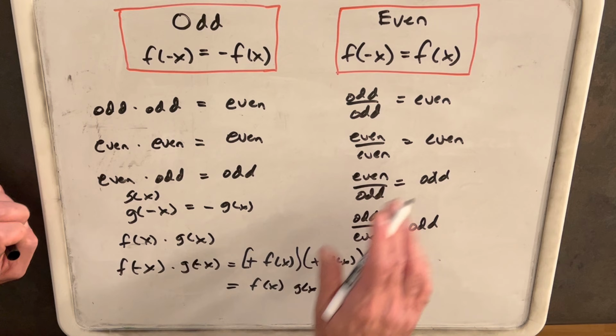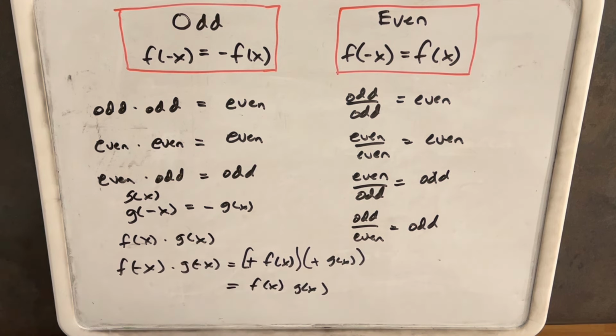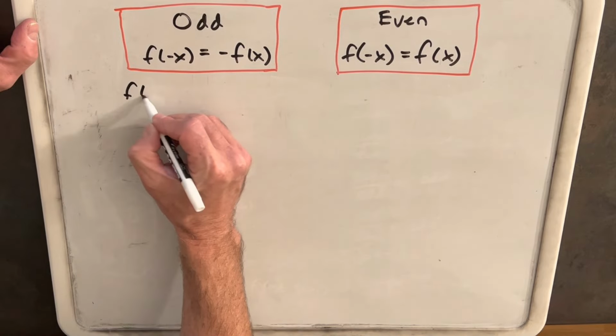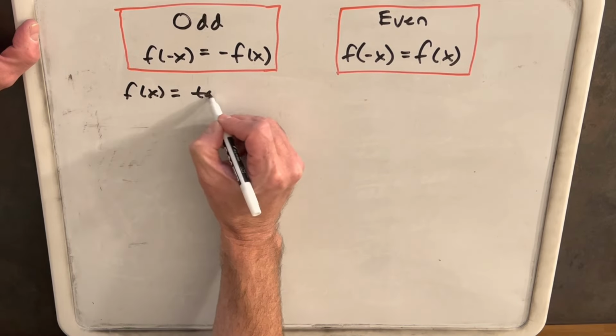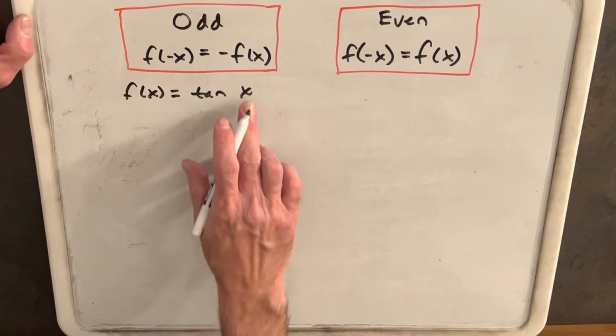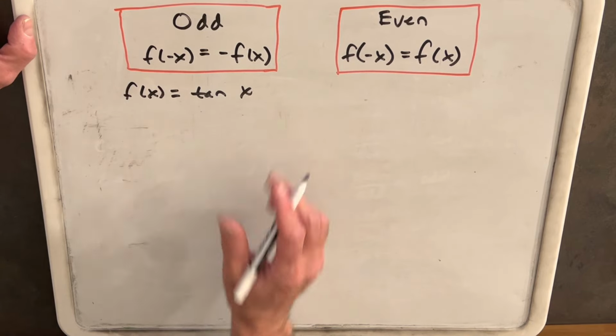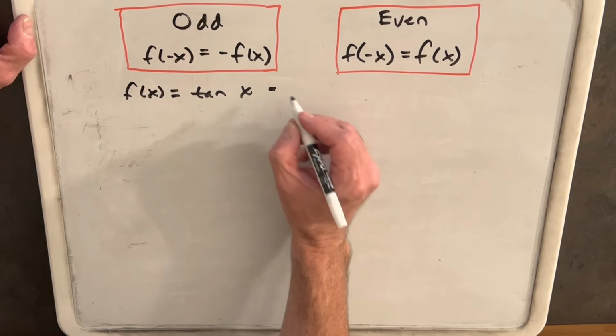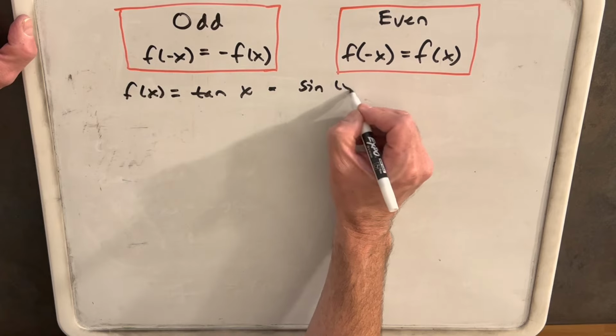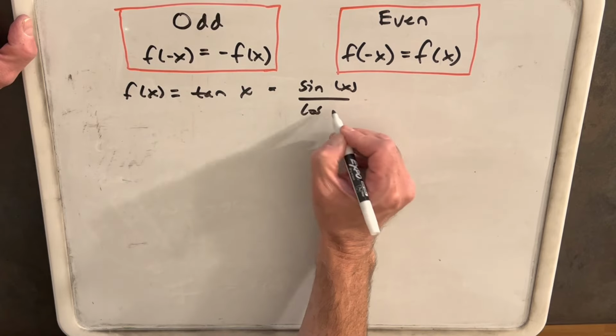So similarly, I don't want to go through every one of these examples, but you can do that the same way, and you can come to each of these. But what I'll do is I'll actually do some specific examples so we can see it in practice. So let's say our f of x is tan of x, and we want to know if this is odd or even. So let's rewrite f of x. We'll write our tan x as just sine x over cosine of x.